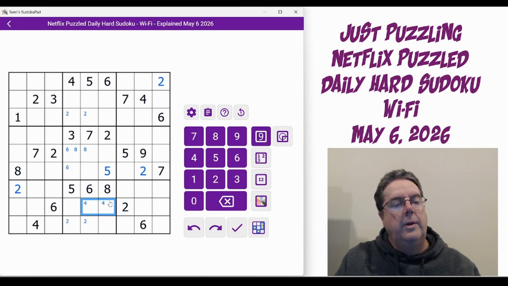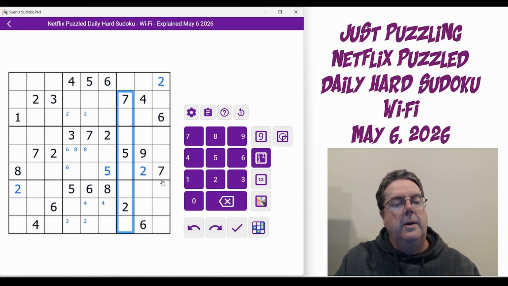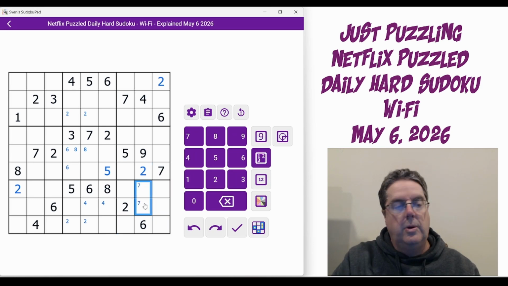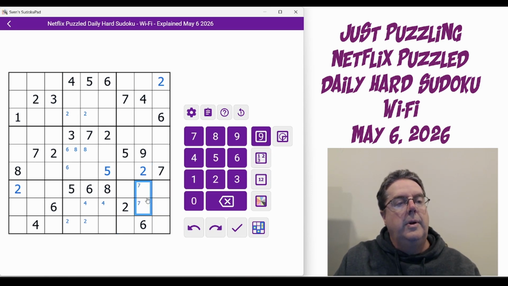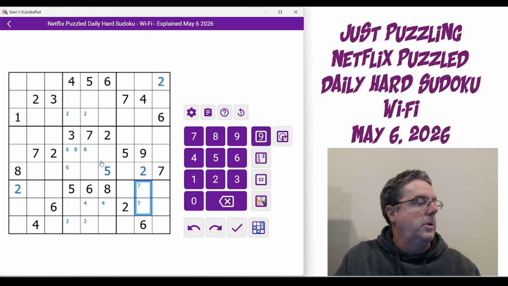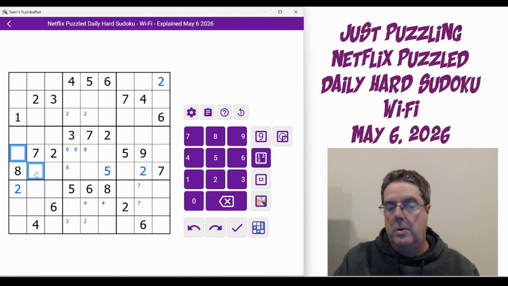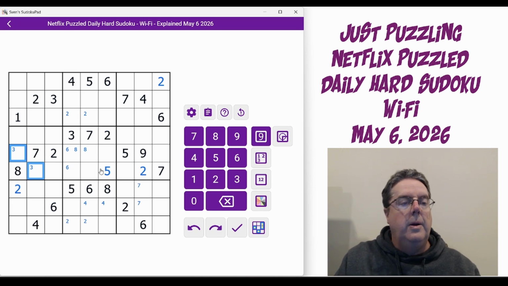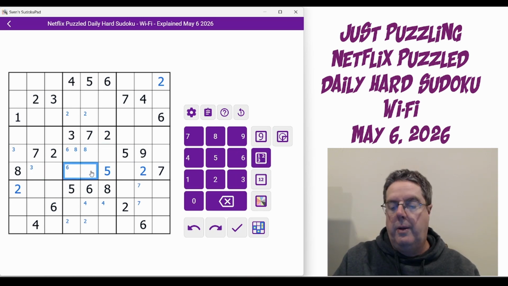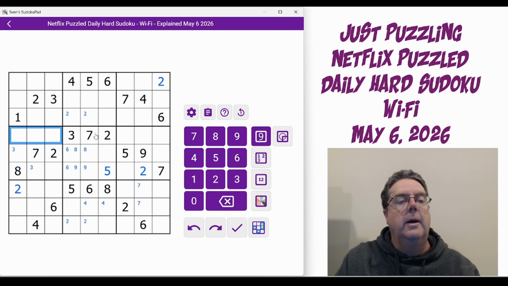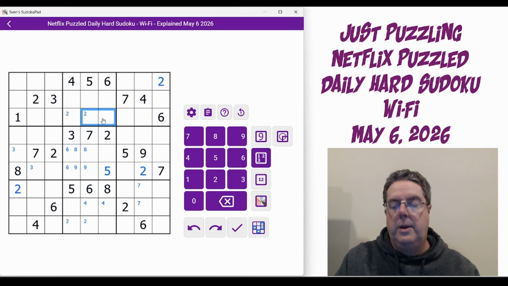7 comes down here, 7 comes down here. So 7 is one of these two. 1, 2, 3, 5. 3 comes down here, 3 comes across here, so 3 is one of these two. 9 comes across here, so 9 is one of these two. That's going to mean that 9's up here. 3 comes across here, 3 comes up here, so 3 is one of these two.